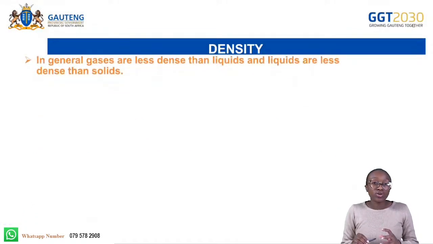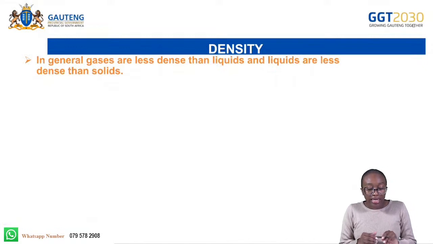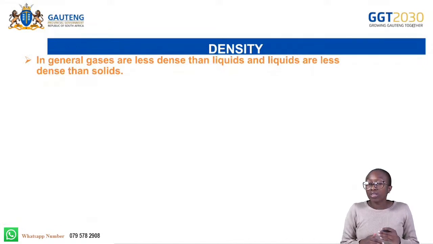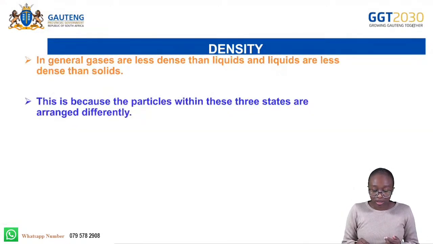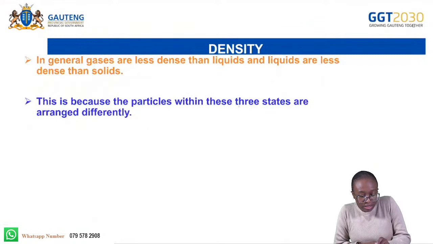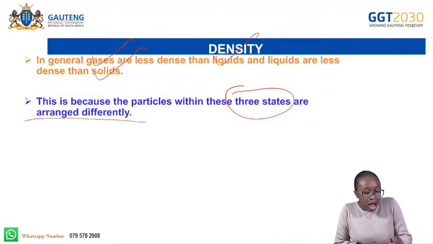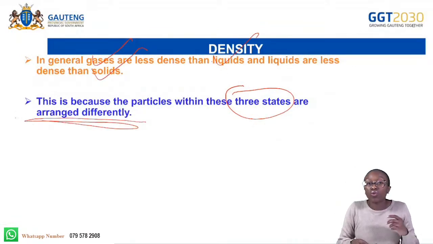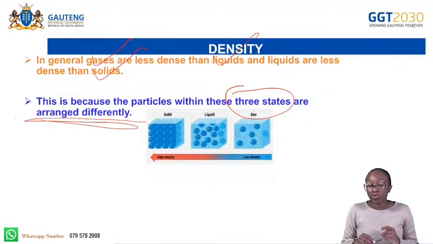Now, in general, gases are less dense when we compare them to liquids, and liquids are less dense than solids. Why is it so? This is because the particles within these 3 states, the gas, the liquid, and the solid, are arranged differently. So the way the particles are arranged is quite different.